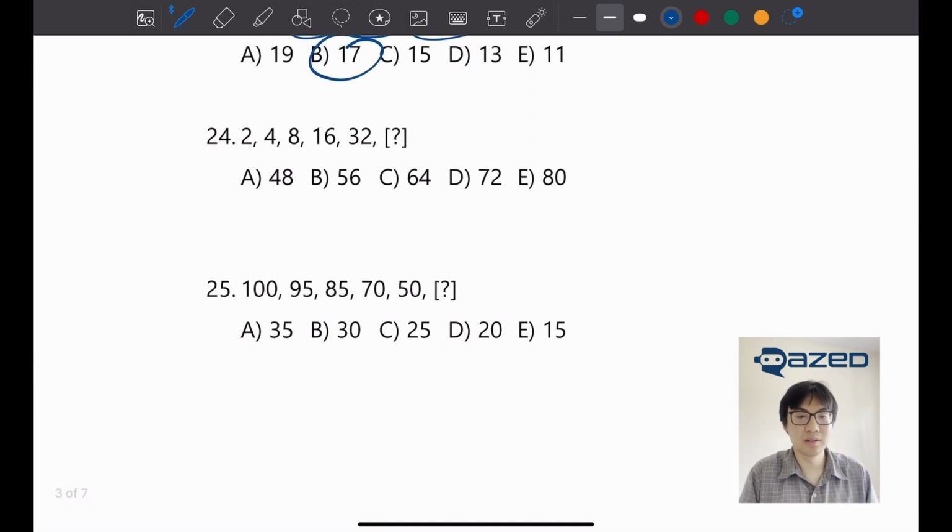This one's a classic one, doubling. You should really understand when you see these numbers like 2, 4, 8, 16, 32, as you will see them very often. So we know the answer is 64.